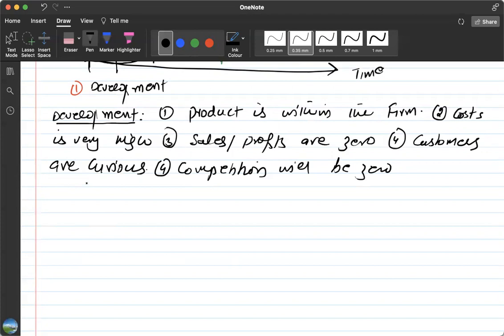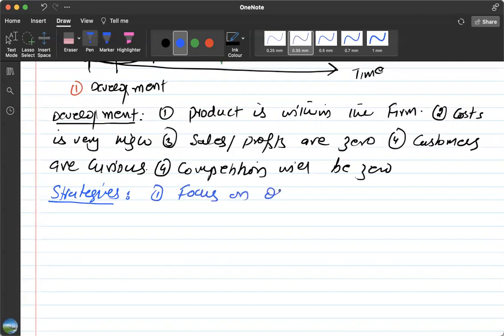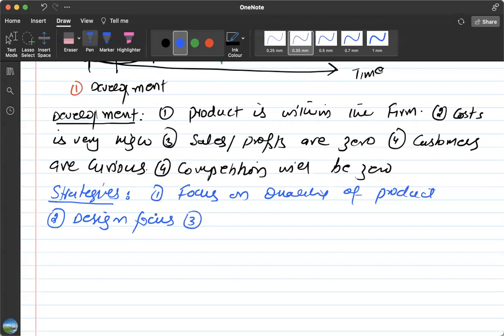Okay, what are the organizational strategies during this stage? One, they focus on the quality of the product. Two, they focus on the design of the product. Because if they are going to introduce something new in the market, the design and quality should be awesome so that it can immediately attract the attention of the consumers. And we do coming soon advertisement.